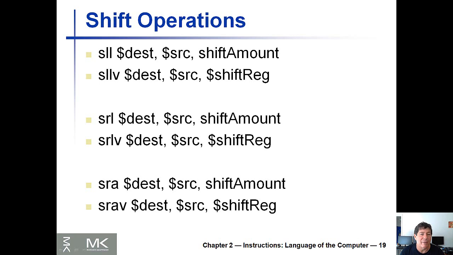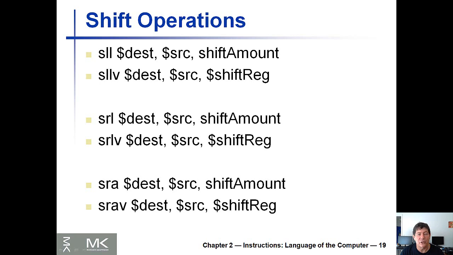In MIPS, you have SLL and SLLV to shift left. For the first one, SLL, we have a destination register, then the source register, and then the shift amount, whether 1, 2, 3, 4, 5, however many bits you want to shift to the left. It takes the source register, shifts that many bits to the left, and places it in the destination register. SLLV is the same thing, except instead of a constant shift amount, it's based on a register. Whatever the contents of the register is, that's how many places it'll shift.